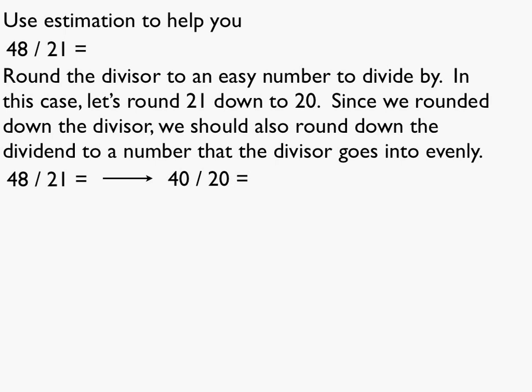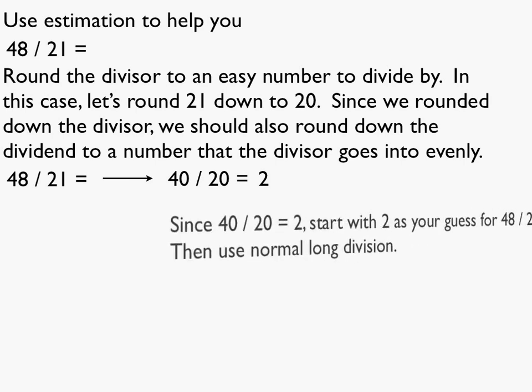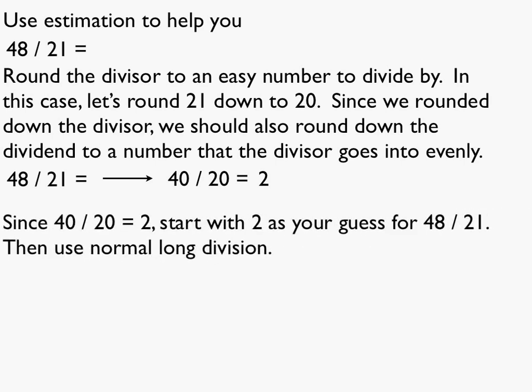Obviously, it's not perfect, but we're just using it to get a rough idea of where we're at. And that would be 2. So I'm going to use 2 as my starting point for my guess of 48 divided by 21. So doing normal long division, there's my dividend and my divisor. I put 2 up as part of my quotient. I would obviously subtract 42, so I would end up with 6. And so that worked out very well.